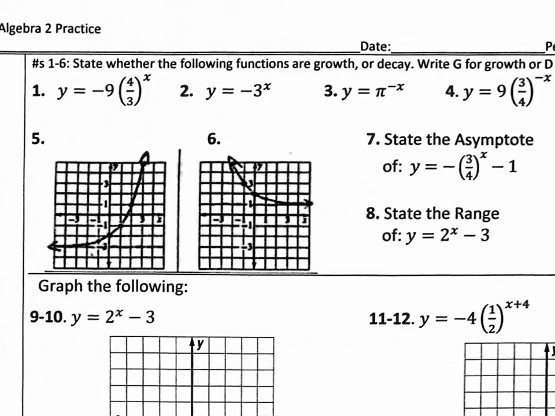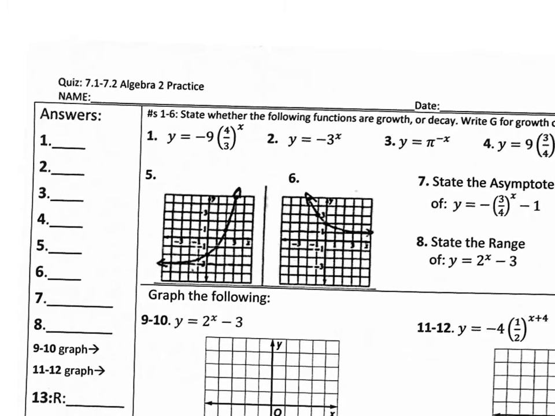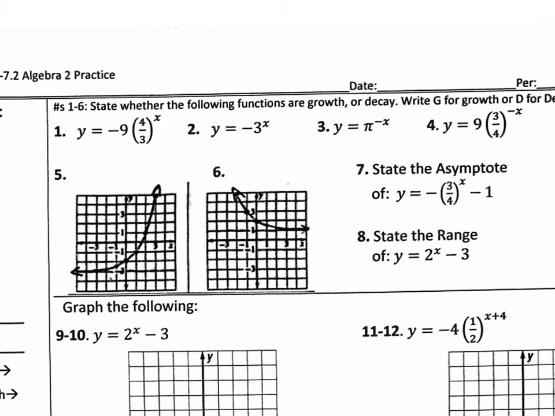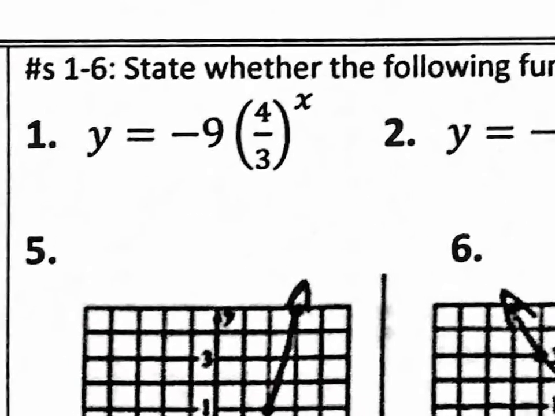Looking at the quiz, it is pretty long, so I might modify it, but this will give you a good idea of what's going to happen on the beginning part of the quiz. This quiz is technically going to be 7.1, 7.2. So if you did badly on the 7.1 quiz, you could bring up your grade by doing well on this quiz. And the first part, numbers 1 through 6, is stating whether it's growth or decay.